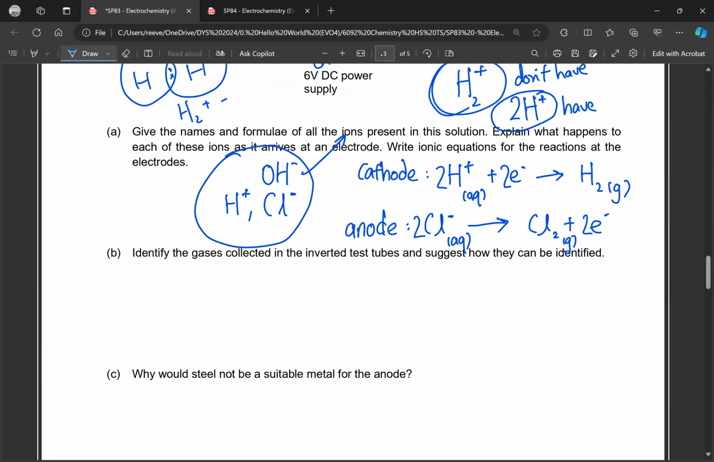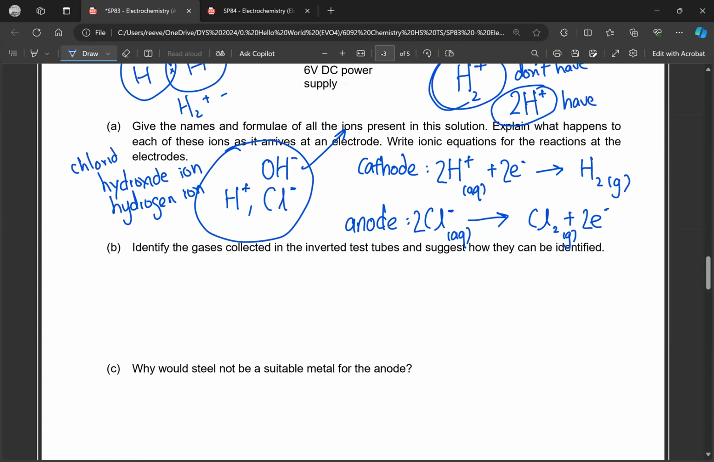Student: Sir, they ask for the names and formulas. Must you write the name? Since they ask for names, yes, you write the names: hydrogen ion, hydroxide ion, and chloride ion. So far so good?